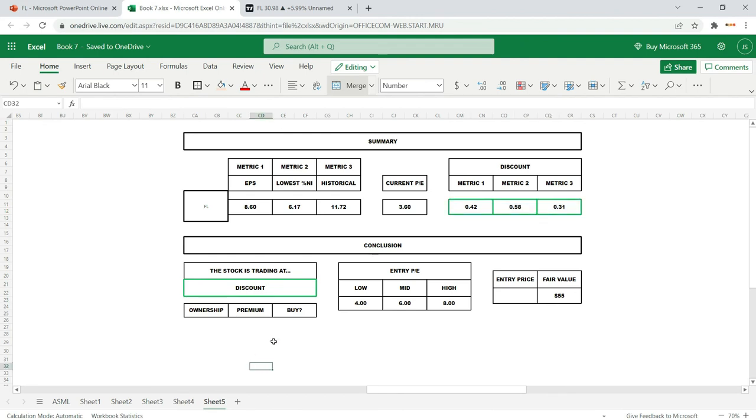I think the fair value is around 85. That is when you multiply the current EPS of 8.6 by the lowest yield in metric 2, which is 6.17. Based on historical PE, the price can go up to 80s. That's an easy 60% upside.